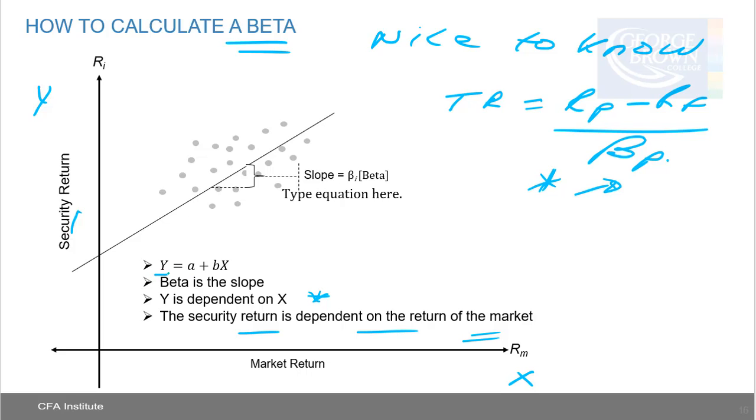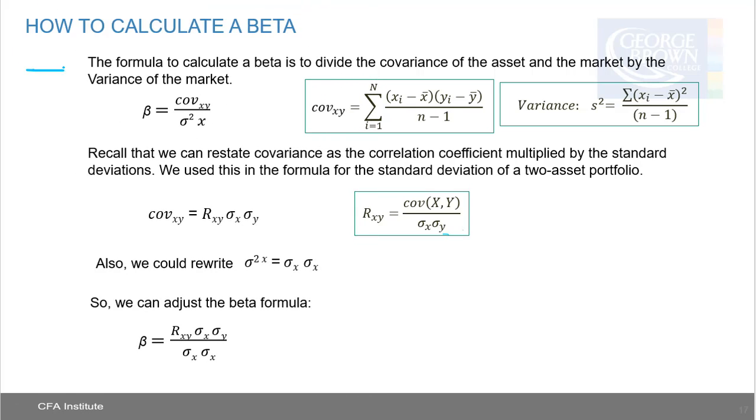The formula is y, the return of the security, equals a, an intercept, plus beta times x. X is the market return. So beta is just the slope of this line, okay? So the formula to calculate a beta is to divide the covariance of the asset and the market by the variance of the market. So beta equals the covariance divided by the variance.